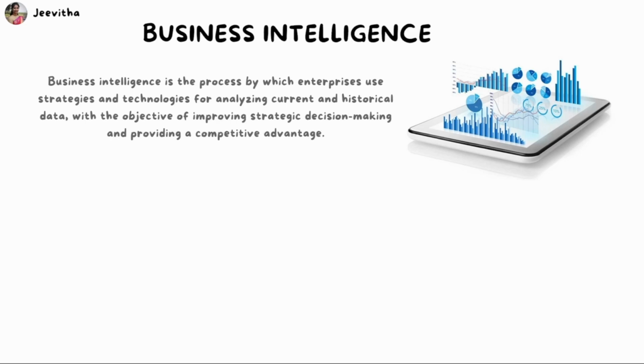Because just looking at our data, we can't understand anything. Obviously, we have to analyze it. How do you analyze? Business intelligence is a process by which enterprises use strategies and technologies to analyze current and historical data with the objective of improving strategic decision making and providing a competitive advantage. Let's imagine that you are working in some company. In order to understand what exactly is happening in a business, obviously we need business intelligence. After analyzing, you can make better decisions to improve your business.